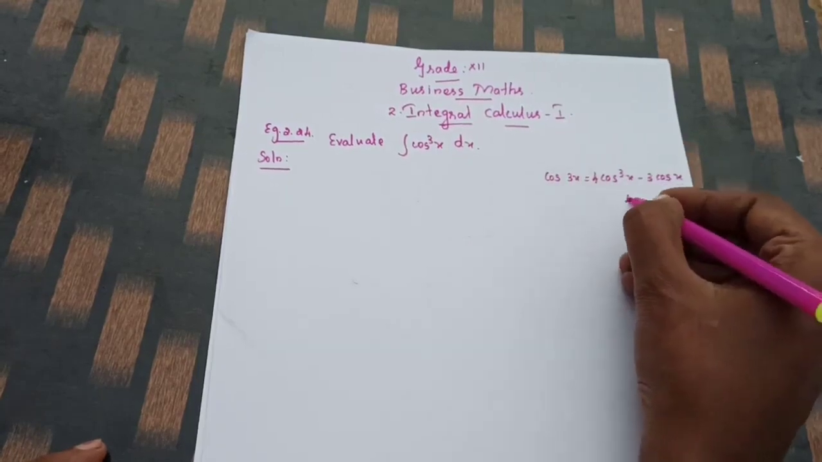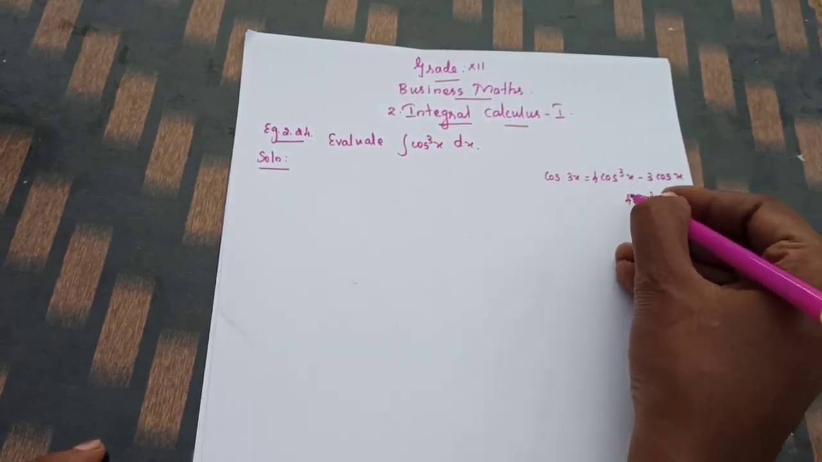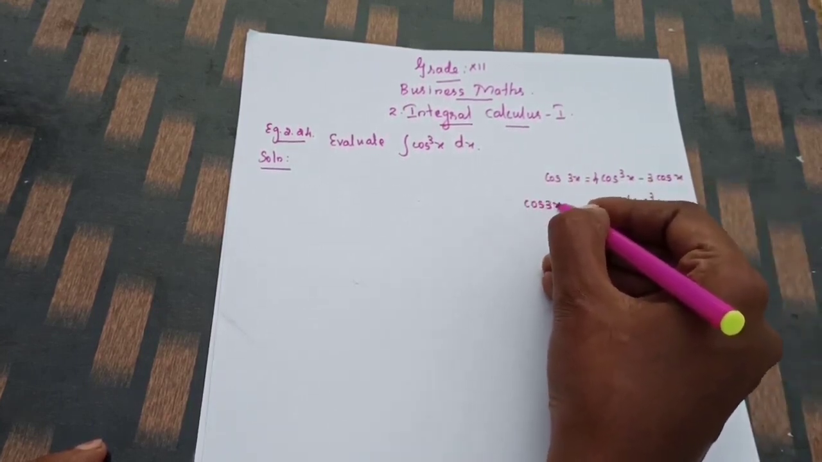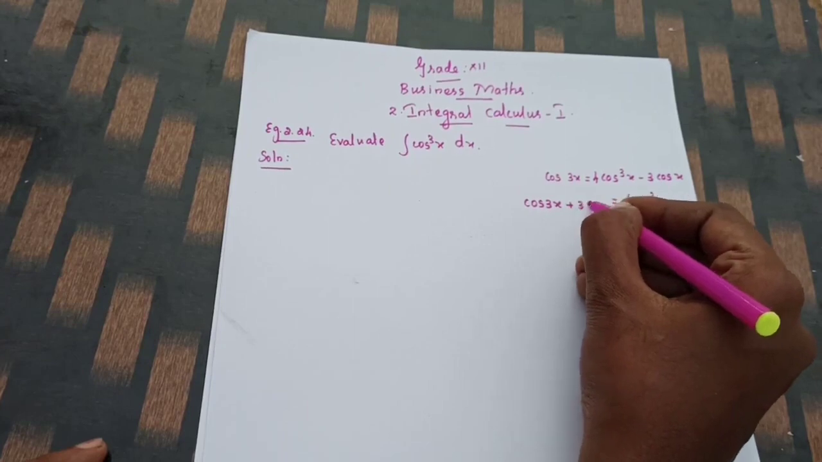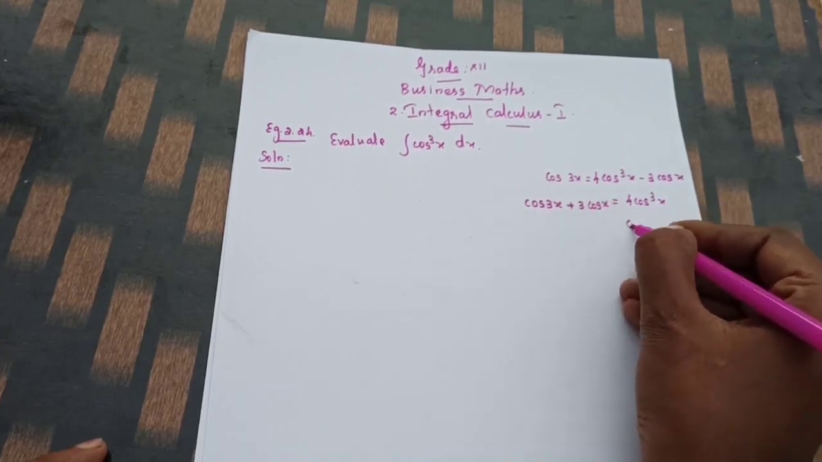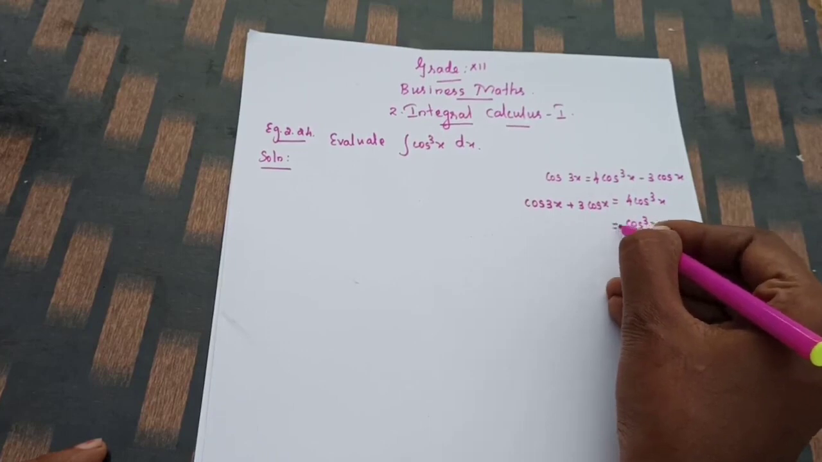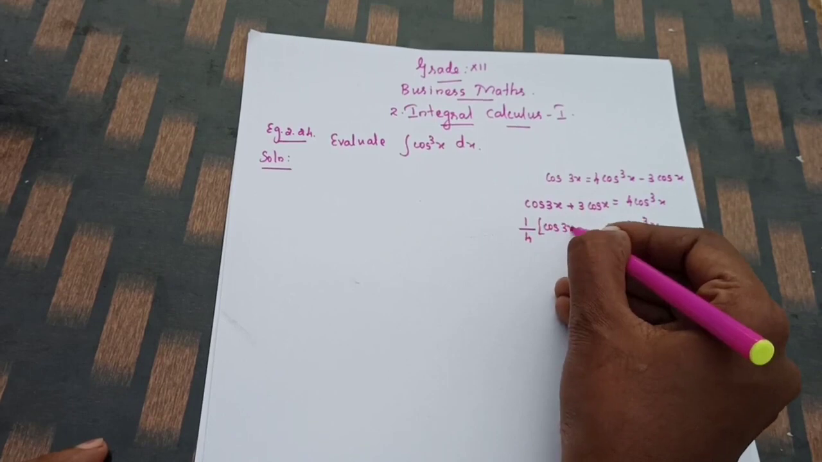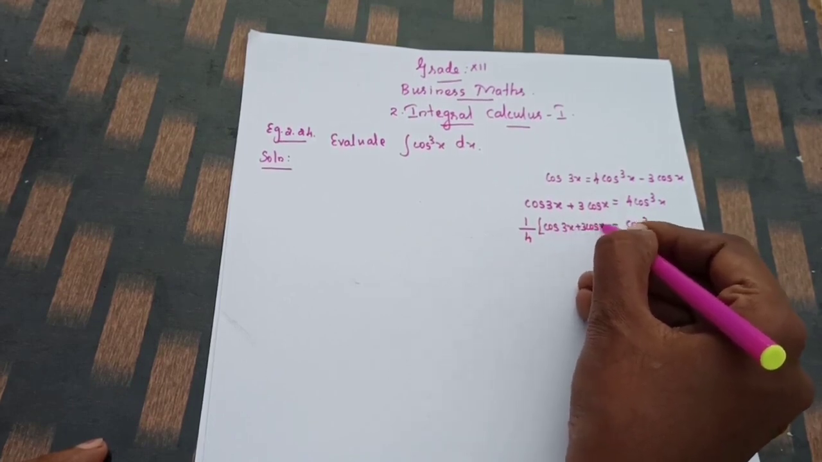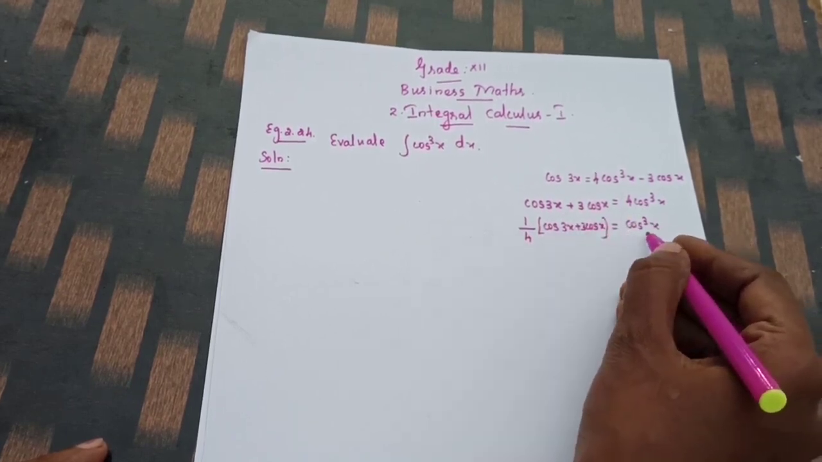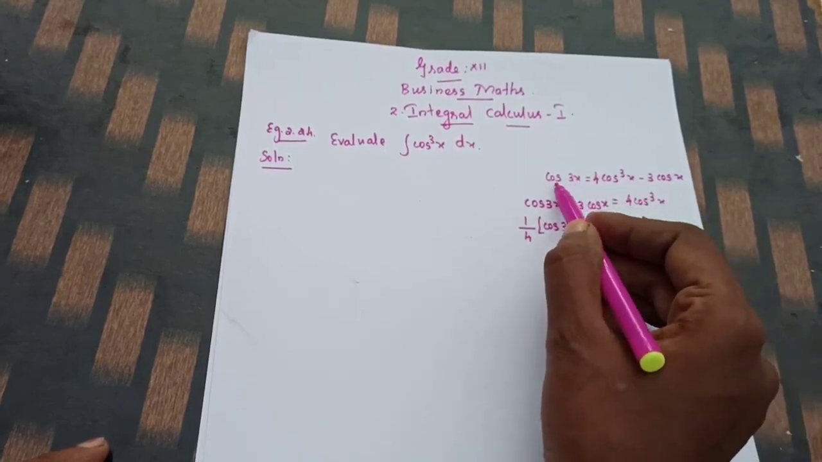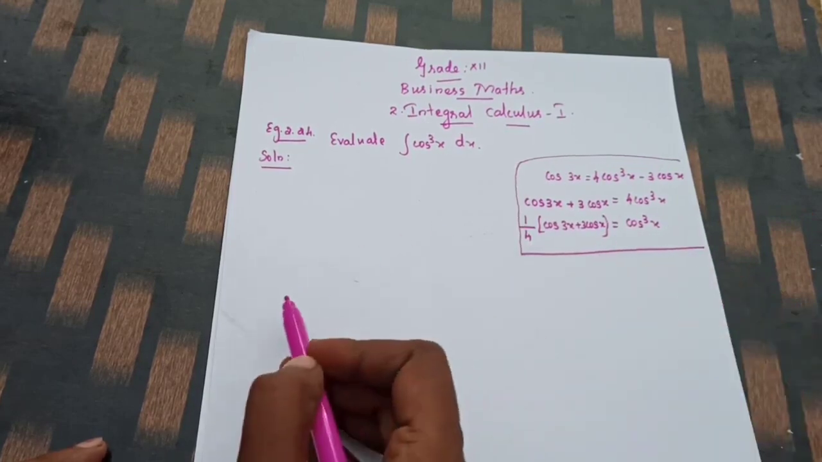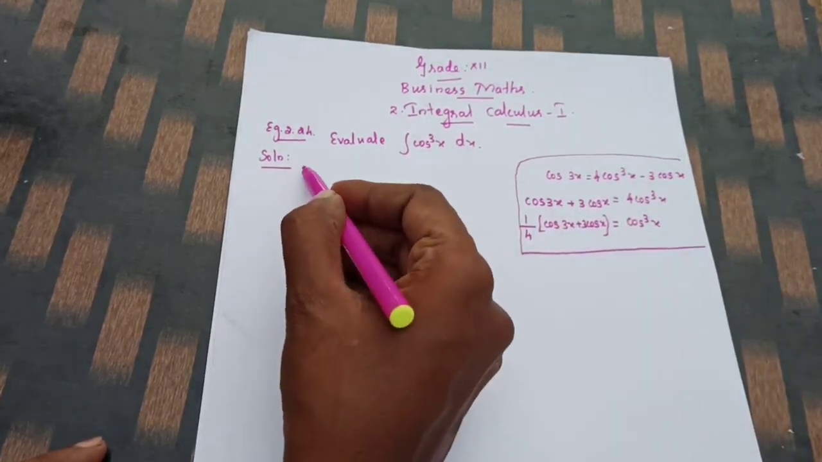So, I am keeping 4 cos cube x on this side and bringing the remaining terms to the other side. So, 4 cos cube x equals cos 3x plus 3 cos x. If we need the cos cube x value, what will you do? Multiply by 1 by 4, is it right? 1 by 4 into cos 3x plus 3 cos x you will get. Now, you got the formula for cos cube x? Yes. Cos 3x formula you know already, and from that formula I have found the cos cube x formula. Now, you can evaluate here.